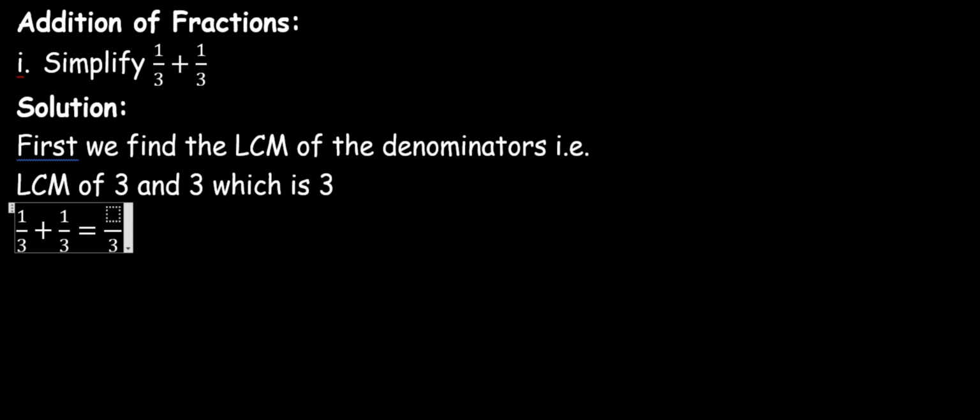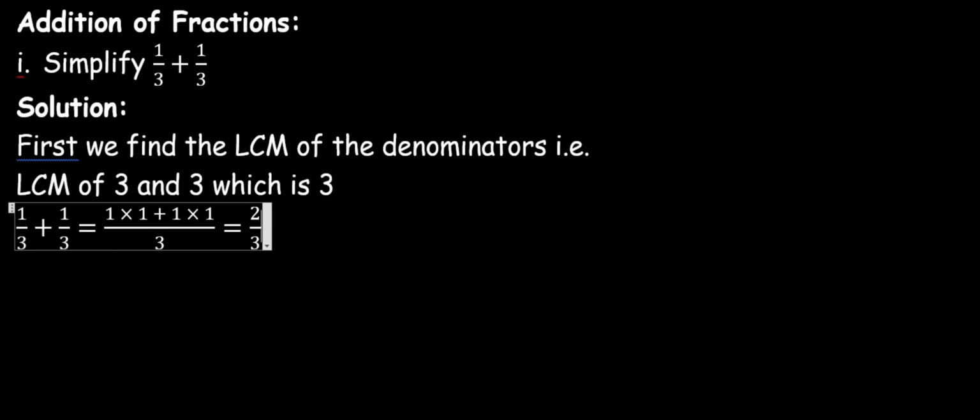And when 3 divide 3, you have 1. 1 times 1 plus another 1 times 1. And 3 divide 3 is 1. 1 times 1 at the numerator. And in the other case, the same thing. Our result will be 2 over 3.